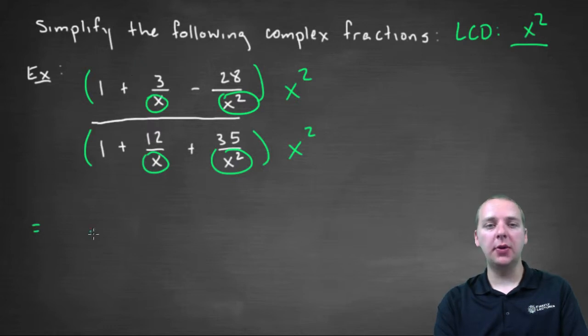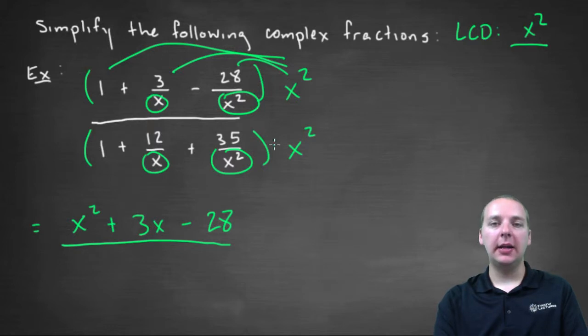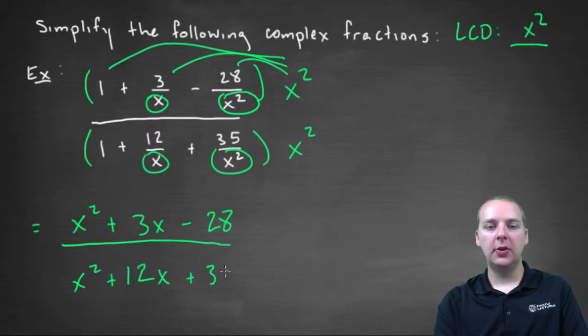So we distribute the x squared through, and we'll get an x squared minus 3 over x times x squared. One of the x's will cancel, but not both of them. Oh, and I'm sorry, that's a plus, not a minus, my mistake. So it would be plus 3x, since one of them would cancel, minus 28, because both x squareds cancel for the last term as we distribute that through, divided by, and let's do the same thing in the denominator, x squared plus 12x plus 35.